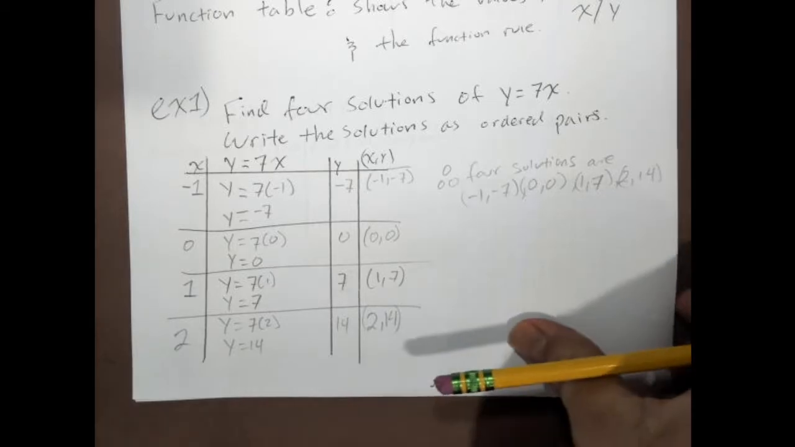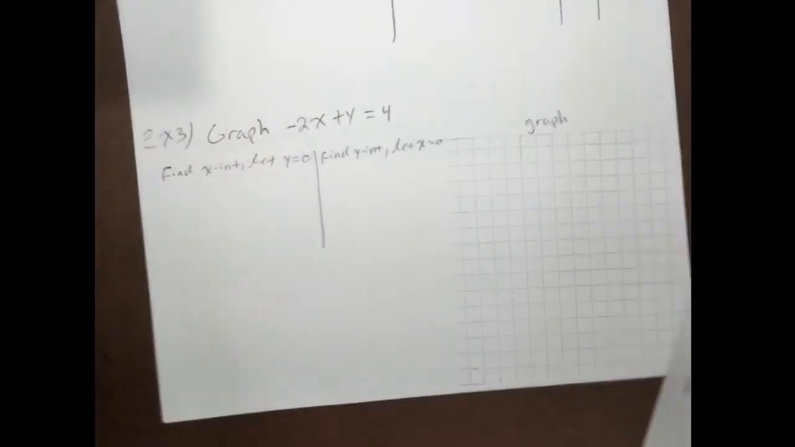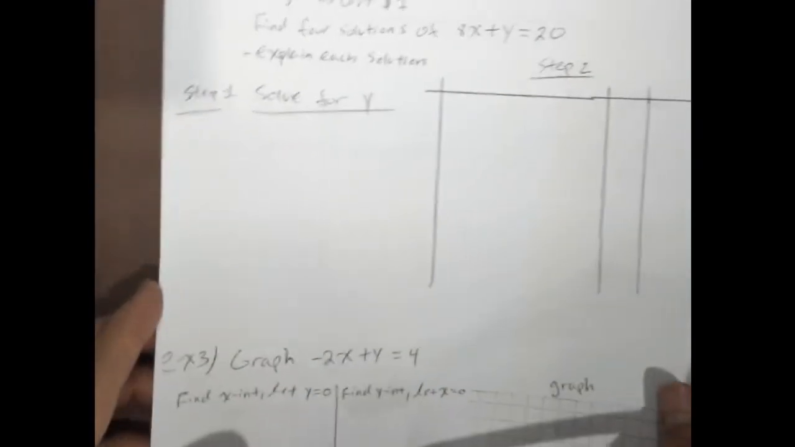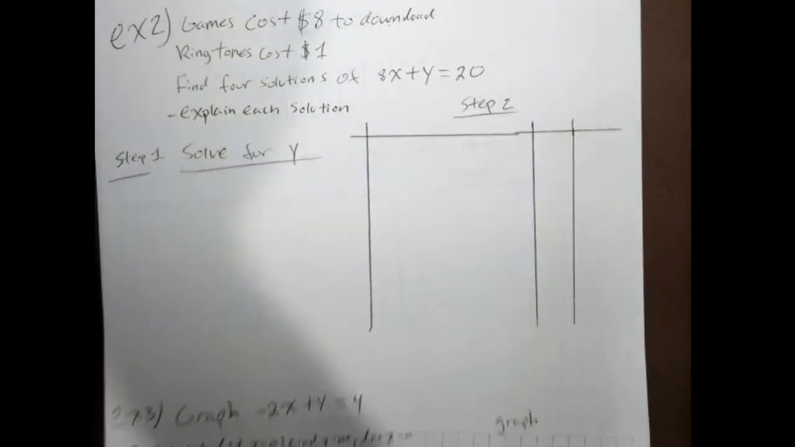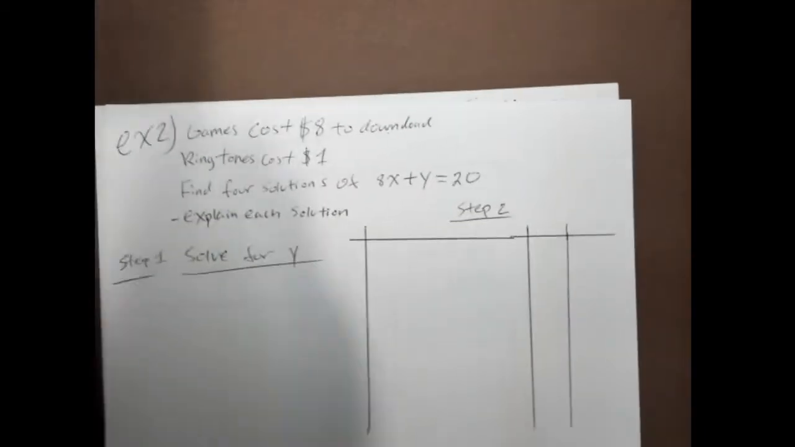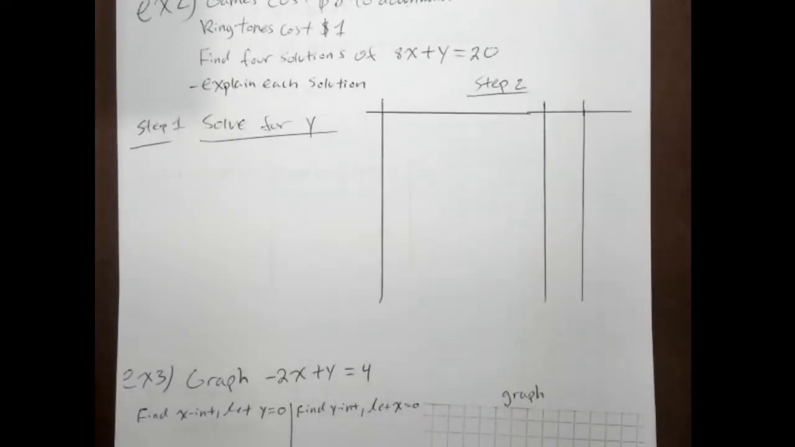All right, let's go to example number 2. Example number 2 reads, games cost $8 to download into a cell phone. Ringtones cost $1. Find 4 solutions of 8x plus y equals 20 in terms of the number of games x and ringtones y Darcy can buy with $20. Explain the solution. So we're starting off with this equation 8x plus y equals 20.